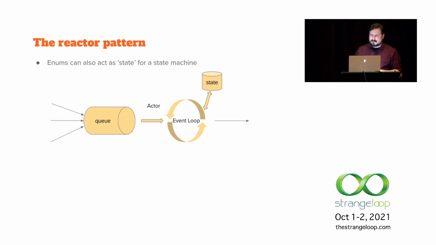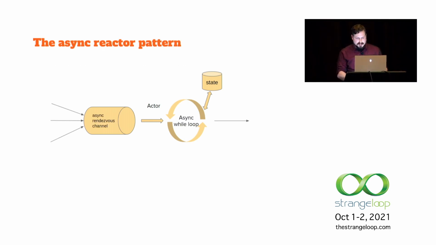What we discovered we could do with Rust, which was sort of remarkable, is what I would call the async reactor pattern, where you replace the queue with an async rendezvous channel. A rendezvous channel is a channel essentially with zero capacity, where you're handing off directly from one thread to another.